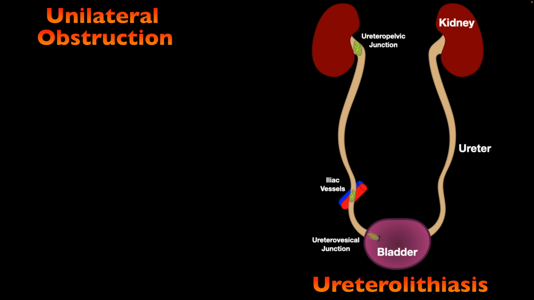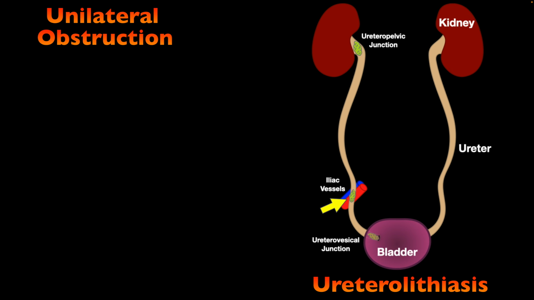So one of the most common causes of a unilateral obstruction is going to be ureteral lithiasis. So this would be a nephrolithiasis, or a kidney stone that has now traveled to the ureter and is in transit towards the bladder and becomes obstructed. There are 3 locations where a ureteral lithiasis can get stuck, and that is going to be the ureteropelvic junction, also known as the UPJ.